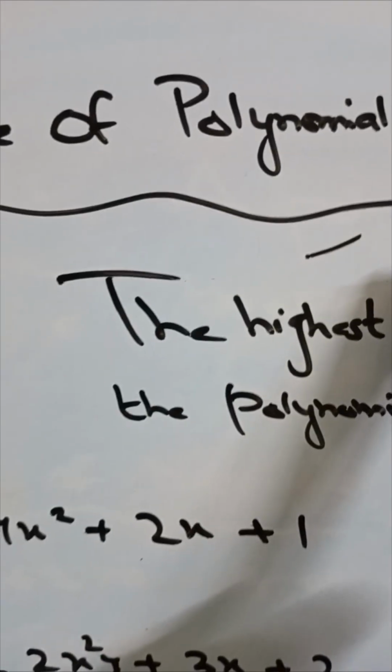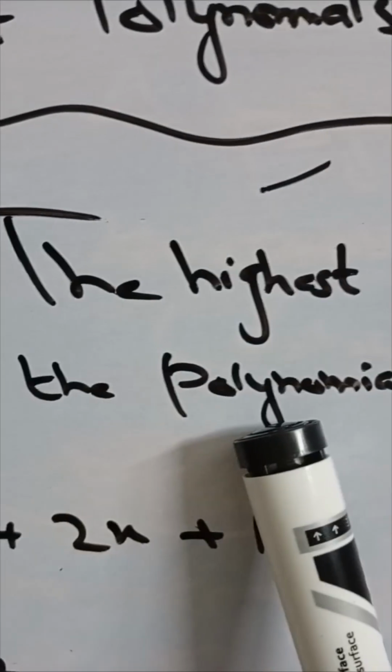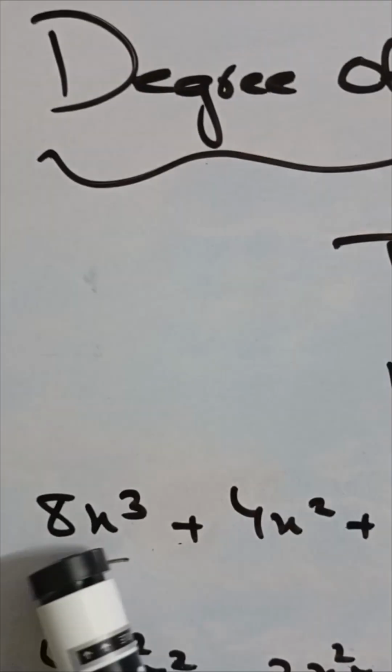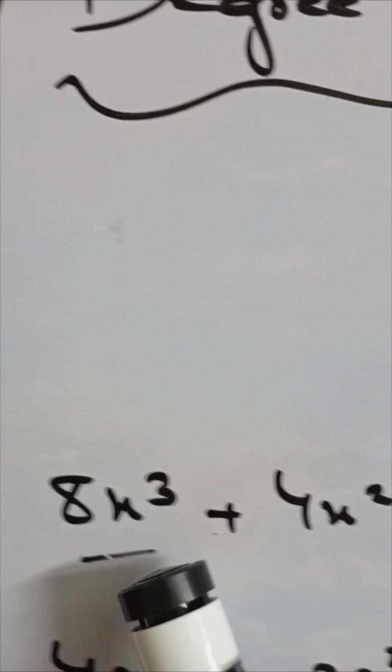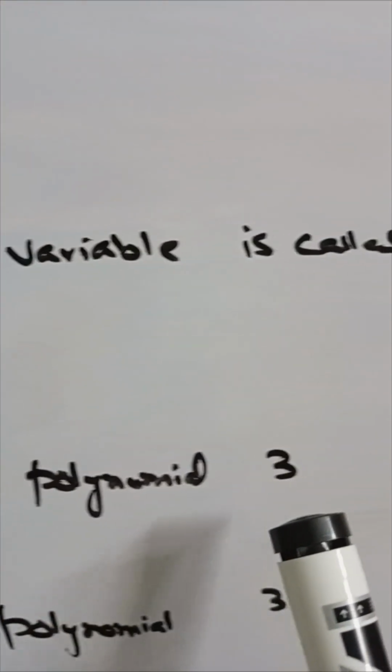Degree of polynomials. Let's begin. The highest power of the variable is called the degree of the polynomial. What it means: they have given an expression, and what is the highest power of the variable here? 8x³ + 4x² + 2x + 1. What is it? 3. So the degree of the polynomial is 3.